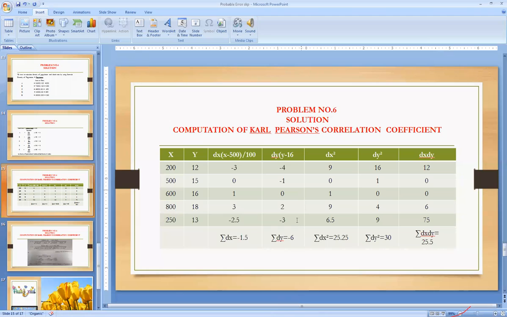In the case of y values also, for deviation we have taken 16 as the assumed value. So 12 minus 16 is minus 4, 15 minus 16, then 16 minus 16, 18 minus 16, 13 minus 16. Plus is plus and minus is minus. Then square x as well as y, and calculate the value of dx dy also. We get the values in the last column. The total of dx is 1.5, dy is 6, dx square is 25.25, dy square is 30, and dx into dy is 25.25.